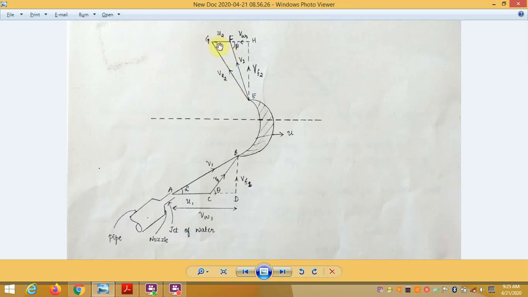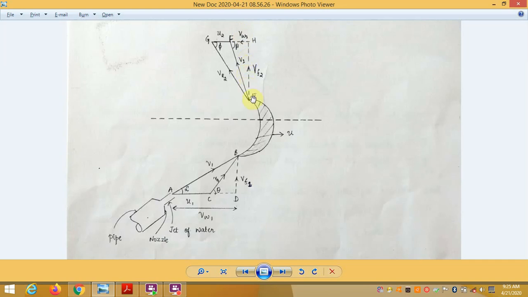Produce GF, this GF line, up to H. Then draw a perpendicular line from the point E to meet GF at H at the point of the outlet line, that is called FH, that is VWR. Therefore the horizontal component of V2 is GH, which represents the velocity of whirl at the outlet, VW2. This is VW2.